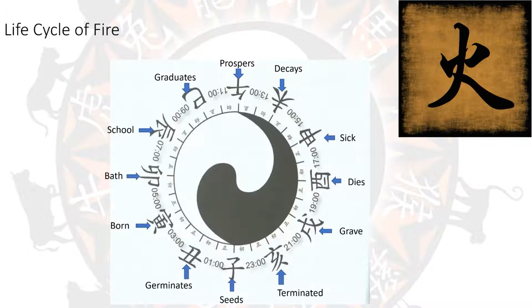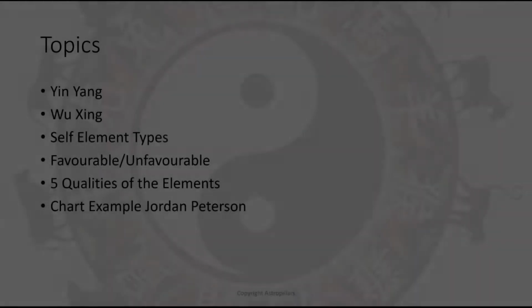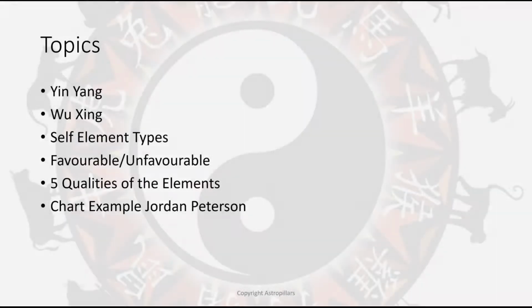It starts to decay in the goat. It's sick in the monkey, and it dies in the rooster. And then it's buried in the dog. It terminated the pig. And then again, it starts to seed in the rat and germinates in the ox. So when we look at this, it's kind of like a metaphor for a chart example of Jordan Peterson, who's quite prominent in the public eye at the moment, and a very interesting chart to have a little look at.